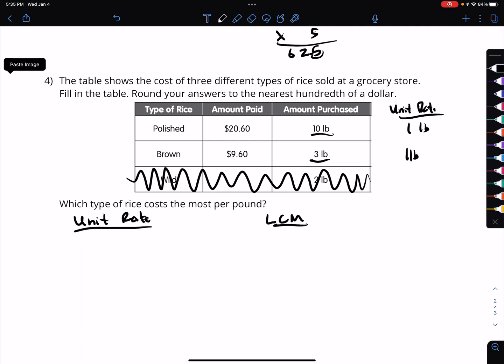I know to calculate the unit rate for polished, I'm going to have to do the amount paid, 20.60, divided by 10. So that means everything is going to move over 1 place. So it's dollars per pound or pounds per dollar? Dollars per pound. Yeah, let's do that. So that would give us $2.06 per pound of polished.